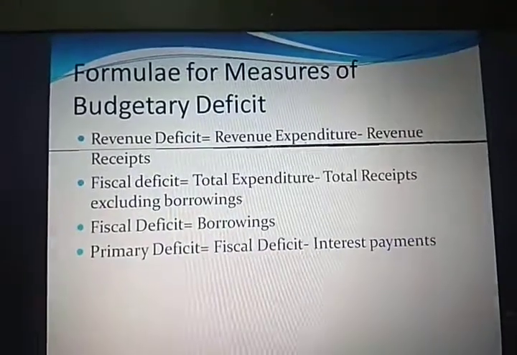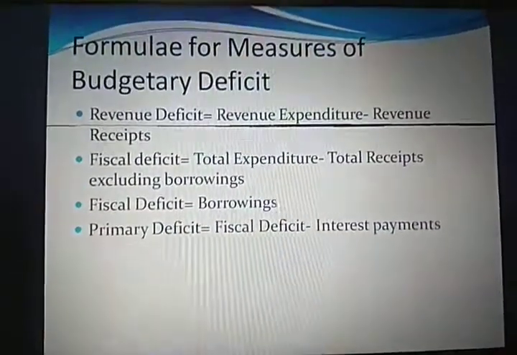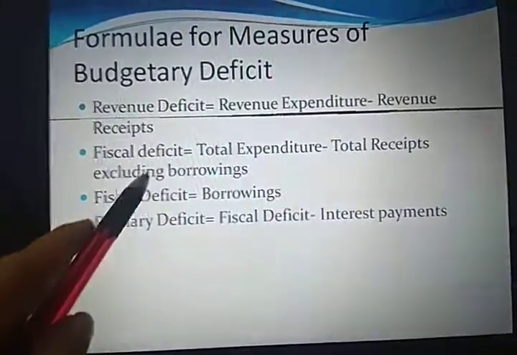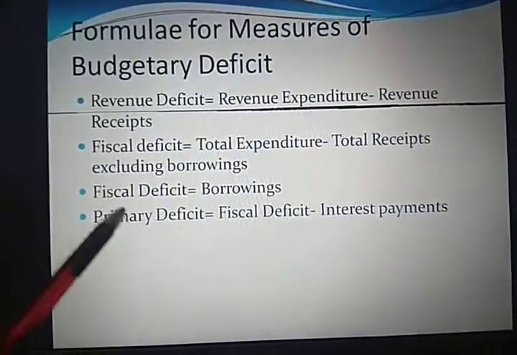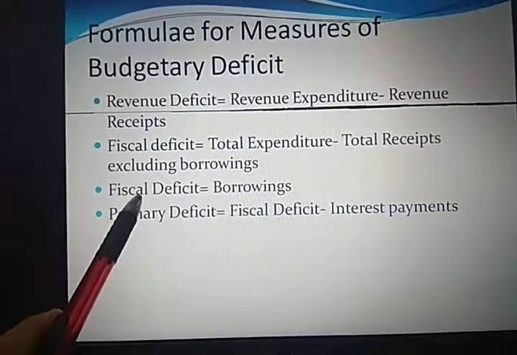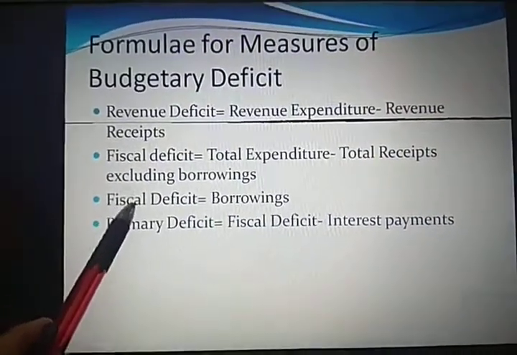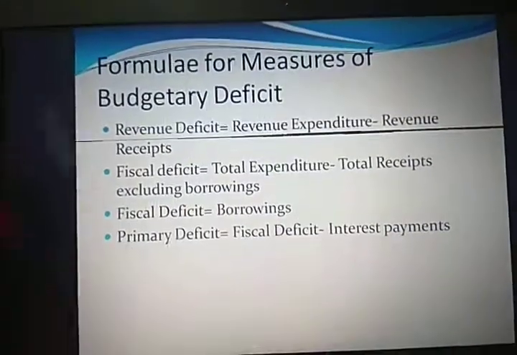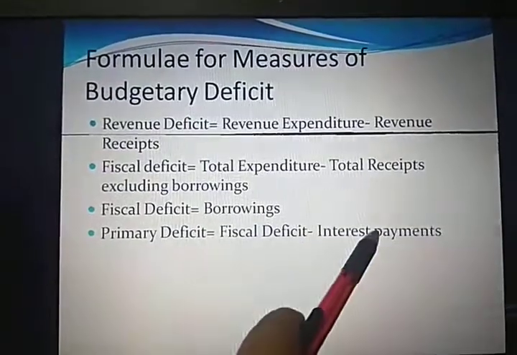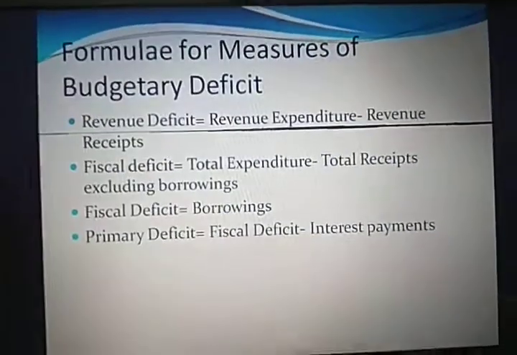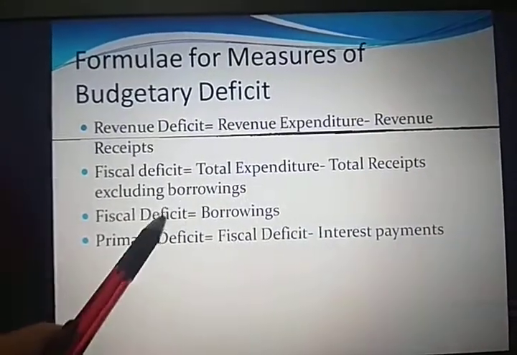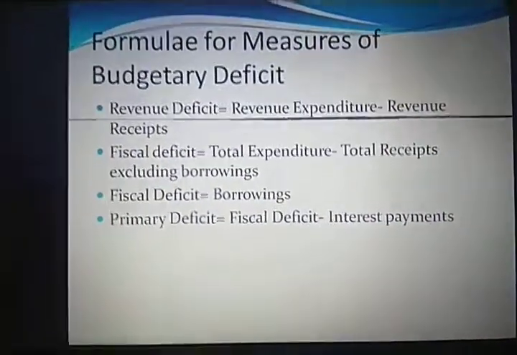Many a times in numerical questions, what happens is that, students, the complete information as per this formula is not given. So in that case, only the amount of borrowing is given, and you will be using this formula in order to calculate fiscal deficit. Now we talk about primary deficit. Primary deficit is equal to fiscal deficit minus interest payment, or even I call it as primary deficit is equal to borrowings minus interest payment, because fiscal deficit is equal to borrowings.